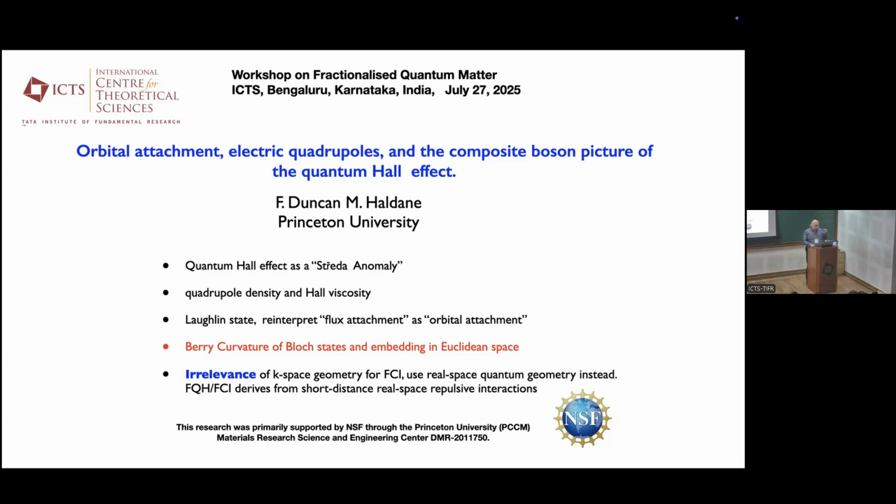And the other thing I want to talk about is these local orbitals, or the structures that flow. The local orbitals plus the charges they carry are not point charges. They are quadrupolar. They have a quadrupolar charge distribution, and I'll tell you what that is.